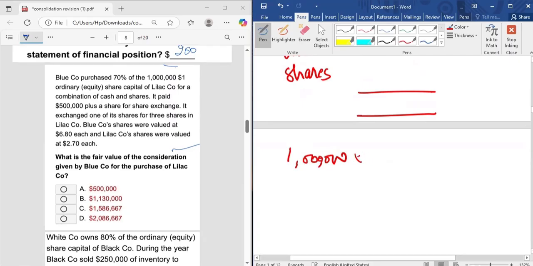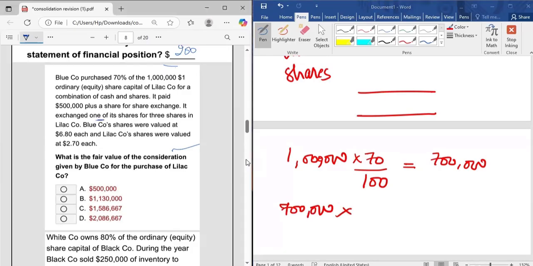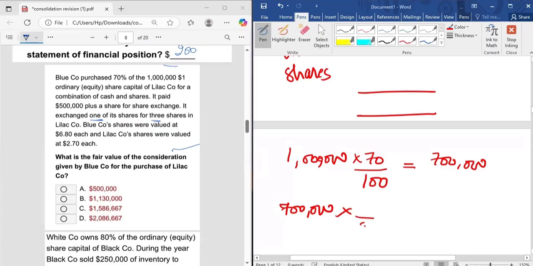I'll multiply it by 70% because Blue Company has acquired 70% of it. So this would come out to be 7 lakhs. So Blue Company has acquired 7 lakh shares of Lilac Company. Now I'll multiply this by 1 and divide it by 3 because it exchanged one of its shares for 3 shares in Lilac. How many shares has it acquired of Lilac Company? These are 3, so they will go in the denominator, and my own shares which I have given is 1.